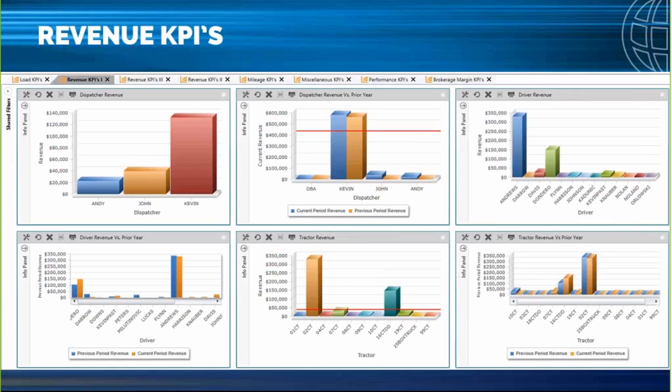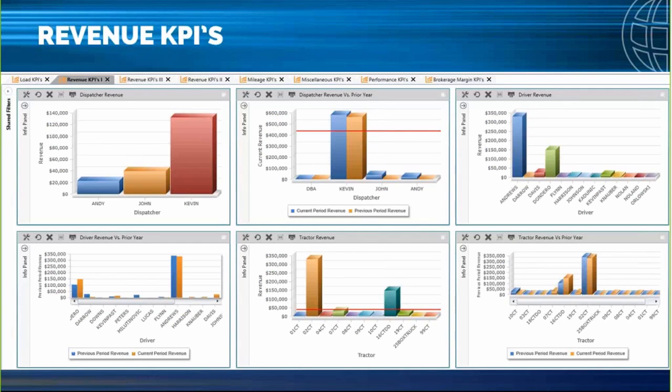Revenue KPIs, there's going to be 3 different views that we're going to look at here, but some of the information, once again, in these KPIs, we can see dispatcher revenue in the upper left. To the right of that, we can see dispatcher revenue versus the prior year, and in that one, we've got a goal line, so we can see dispatchers that are above or below that line.